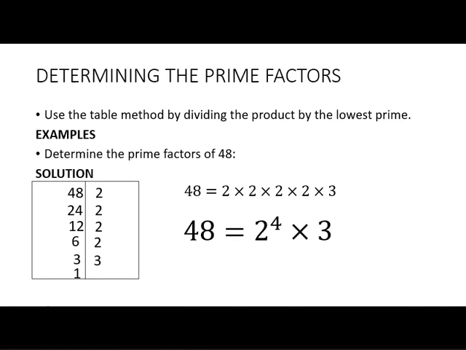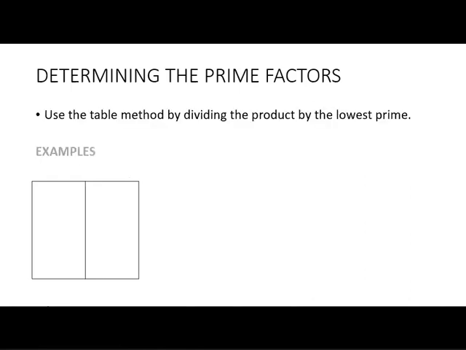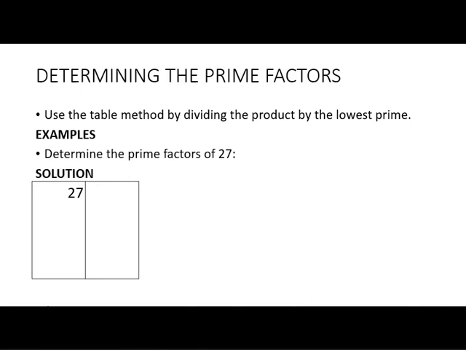Okay, one more minute. Let's try, I promise this will be the last one, 27. You'll divide it by 3, will give you 9. 9 divided by 3 will give you 3, and you end up having 27 is equal to 3 cubed.